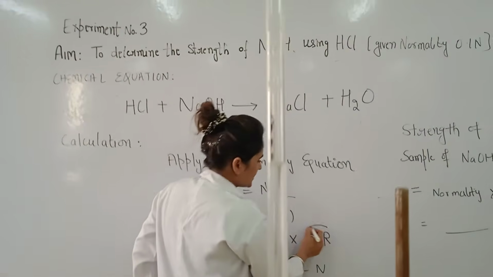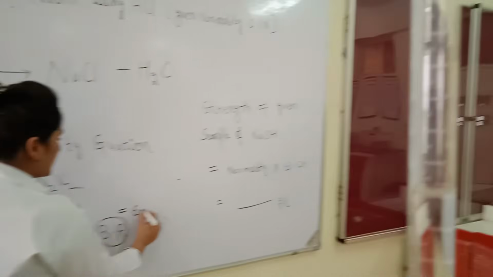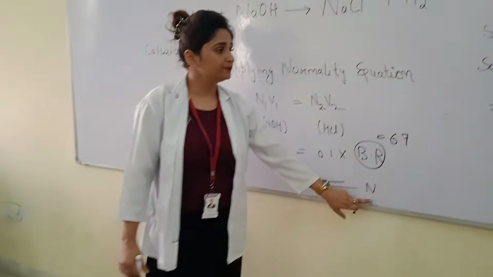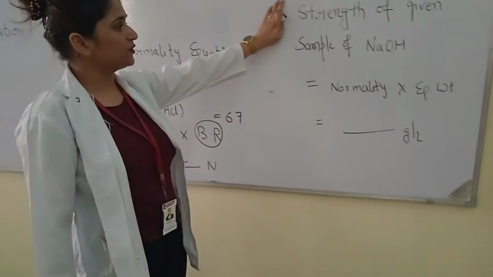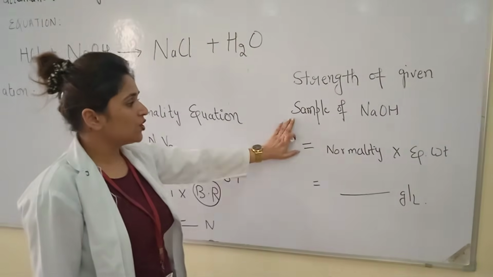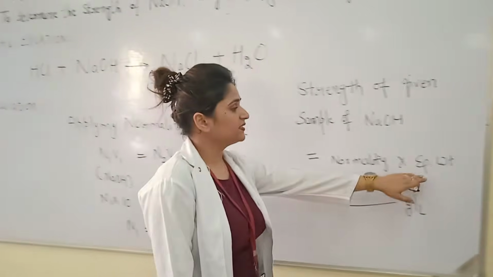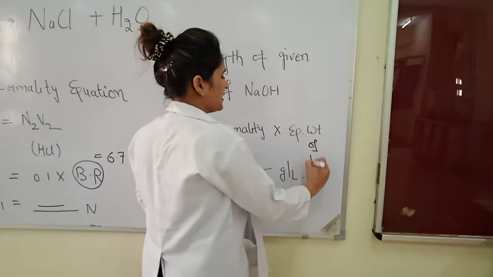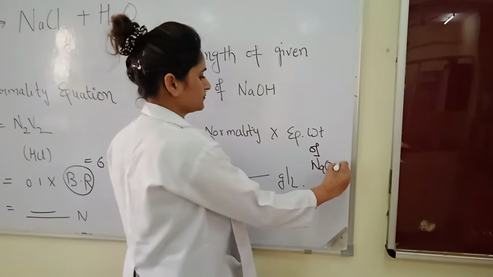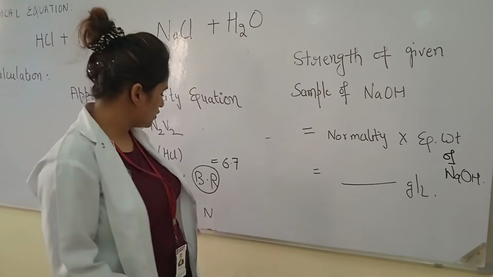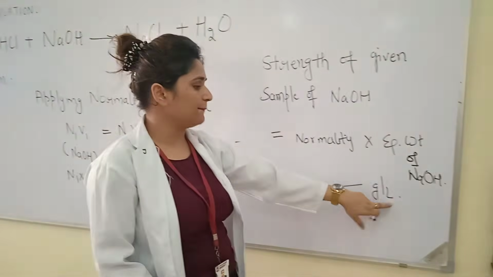When you write 6.7 here, whatever normality you get will have the unit normal. To find the strength of the given NaOH sample, you have to multiply the calculated normality with the equivalent weight of NaOH. The unit for normality is normal, and for strength it is gram per liter.